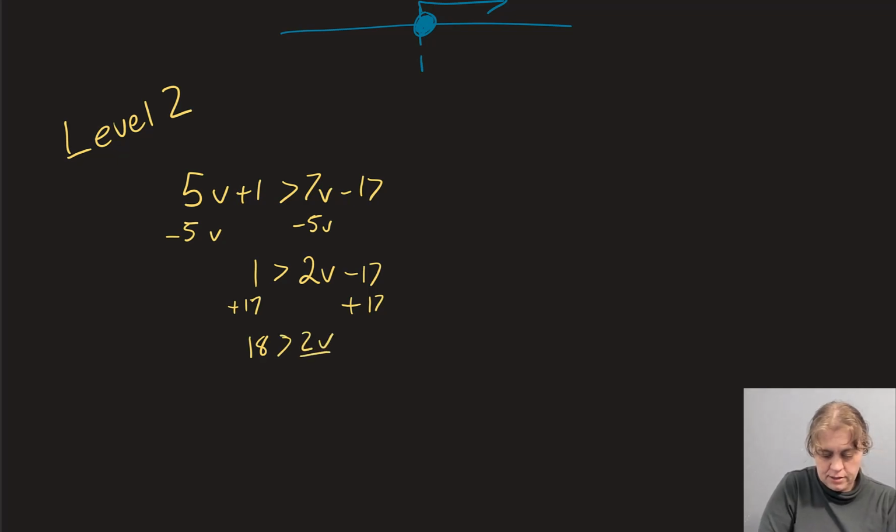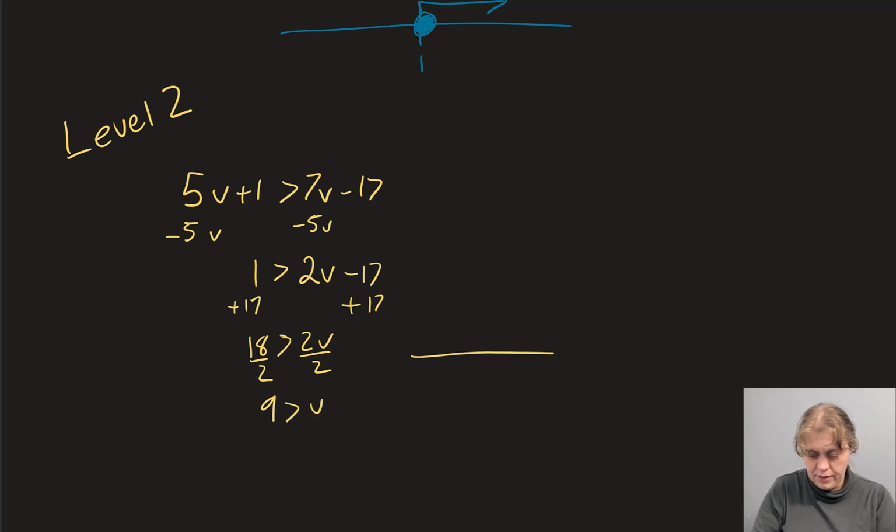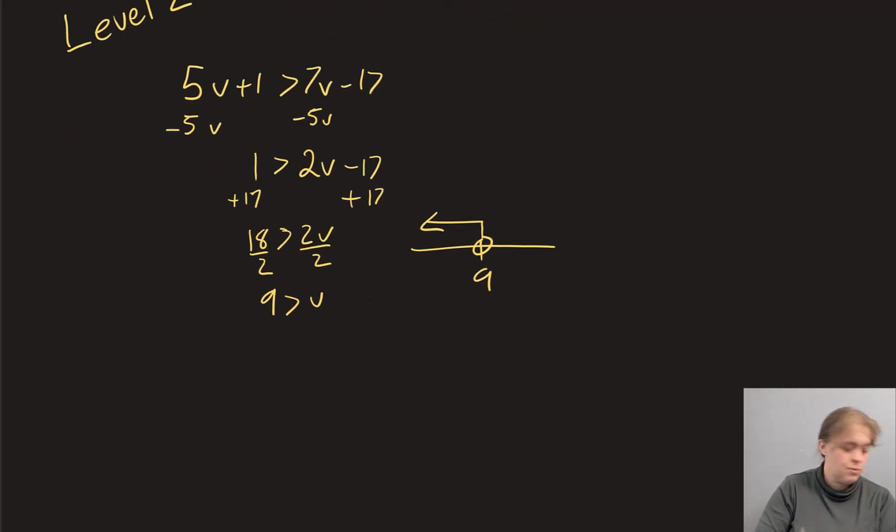Divide by 2, divide by 2. 9 is bigger than v. Wow, that looks so delightful. 9 is bigger than v, so I want v to be over here. And I do want an open circle because it doesn't have any extra stuff on it, so we're not going to put extra stuff in the circle. All right, that's not too bad. That was pretty straightforward. That one works out nice.